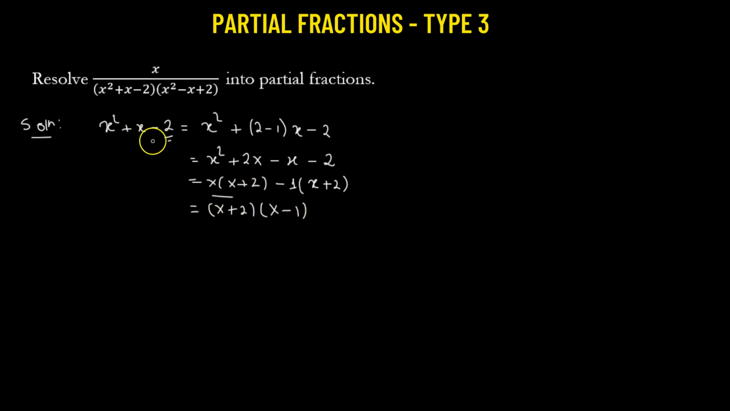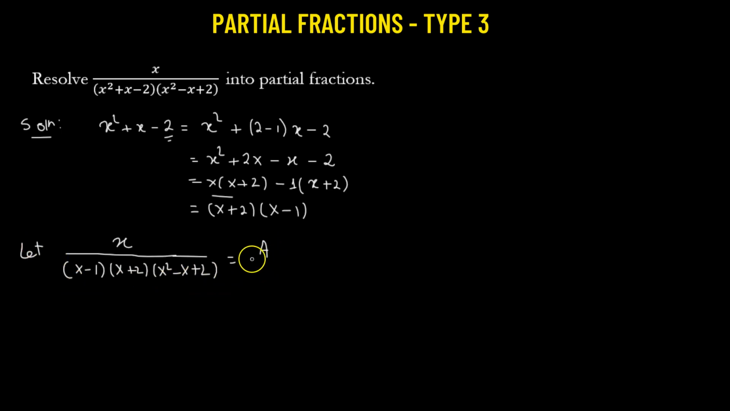So x squared plus x minus 2 can also be factorized as the product of x plus 2 times x minus 1. Which means that now our rational fraction can also be expressed as x divided by x minus 1 times x plus 2 multiplied to x squared minus x plus 2. Fine. So what we'll do, we'll suppose that since there are now three factors in the denominator, let's say there are three partial fractions.